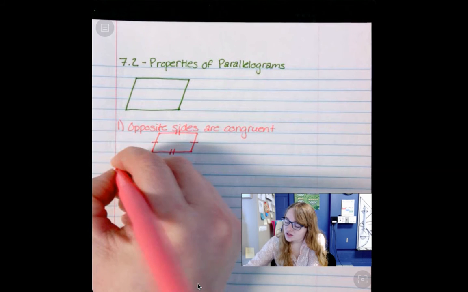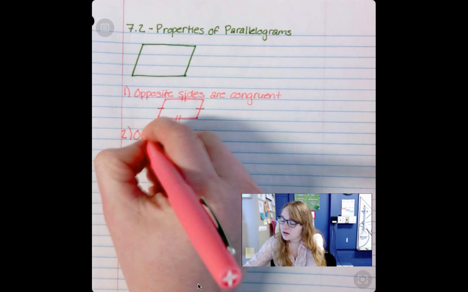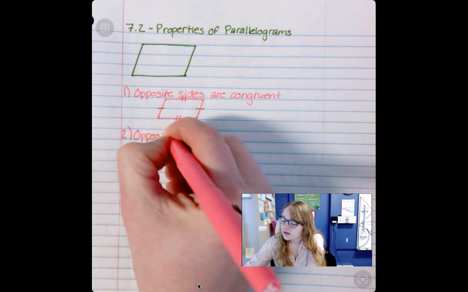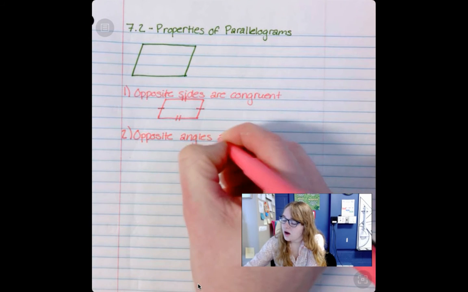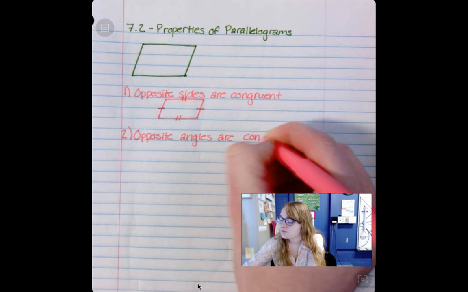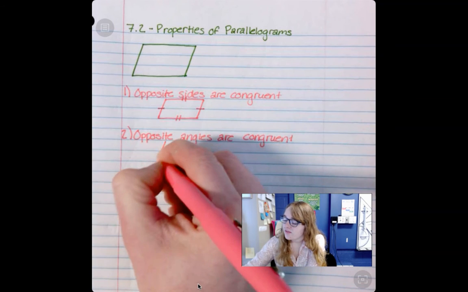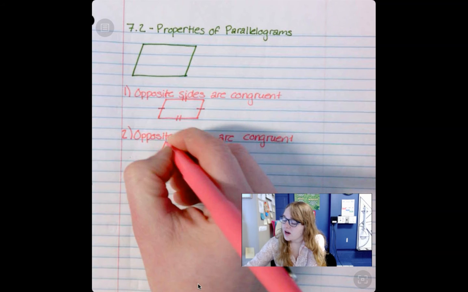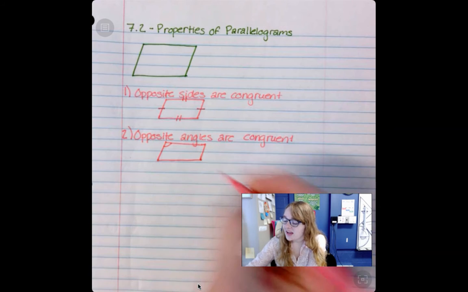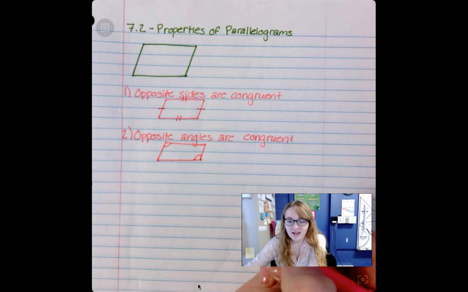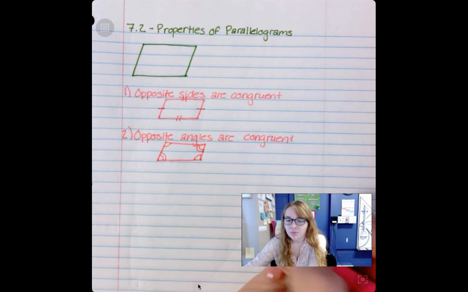Our second super cool rule is that opposite angles are congruent. Okay, so if we have a parallelogram, the angles that are not connected by a side are congruent. So our top left angle is congruent to our bottom right angle, and our bottom left angle is congruent to our top right angle.